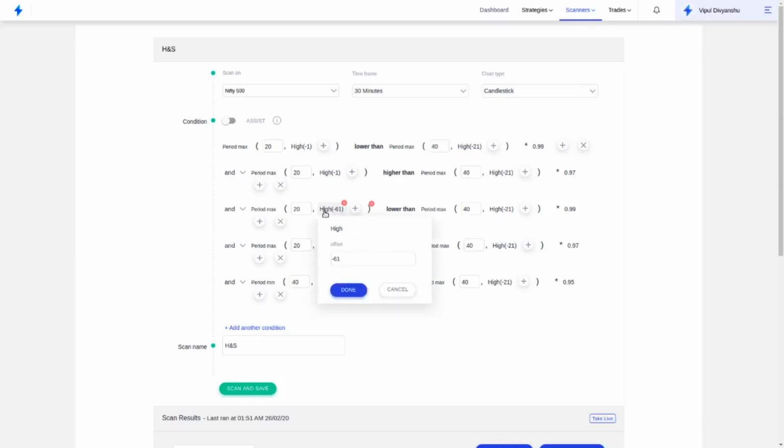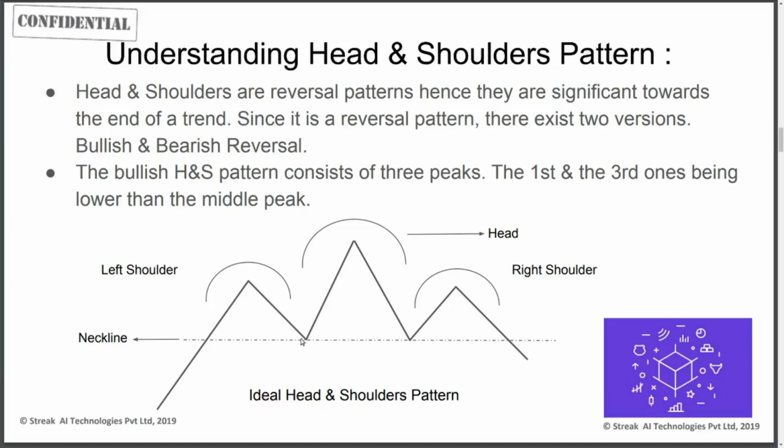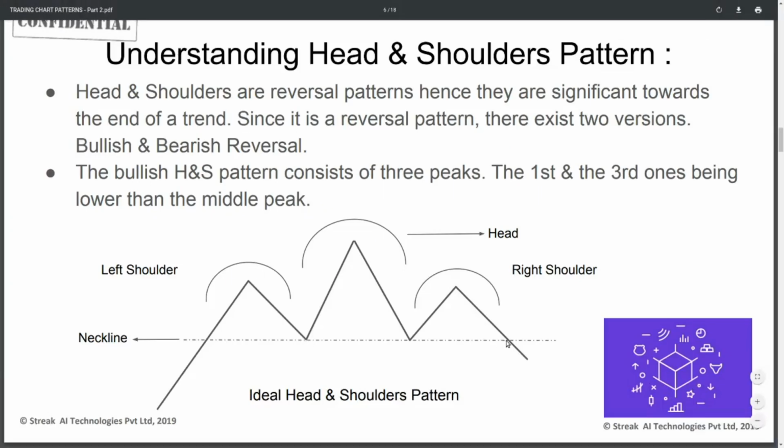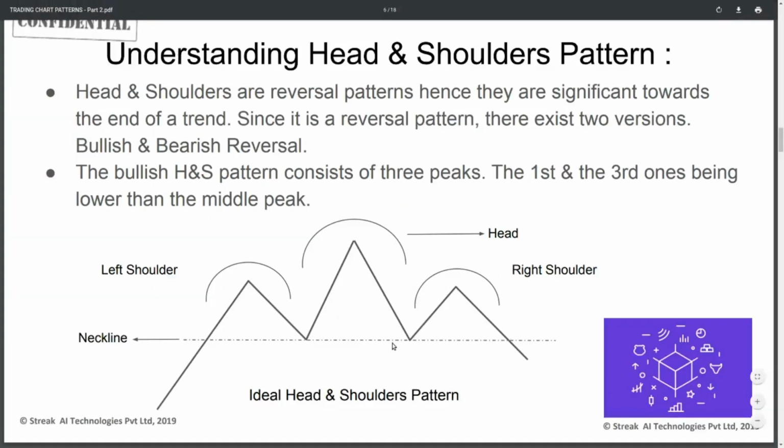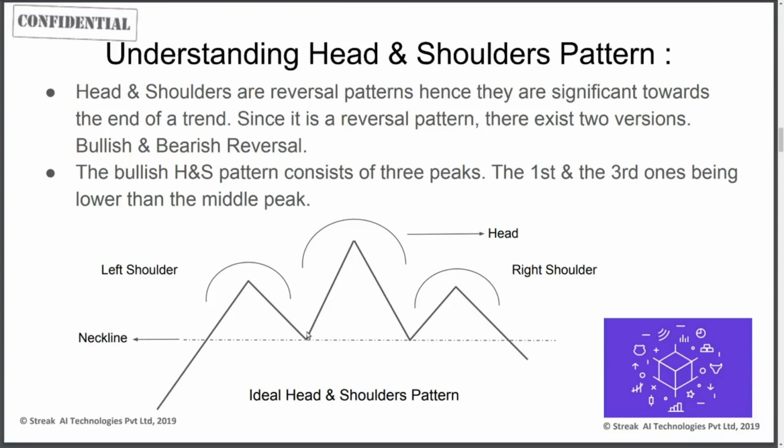Now in this I'm looking for 20 candles more. From here to here is 20 candles, from here to here 40 candles, so my offset is 61. Then I'll say, from this 61 offset, in the last 20 candles, what is the high?